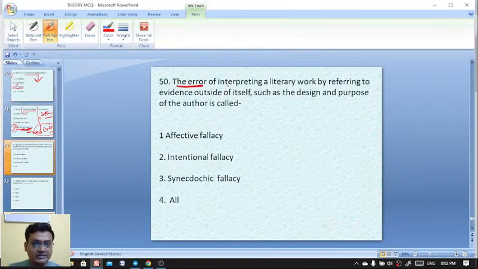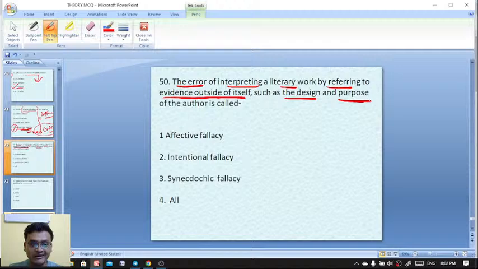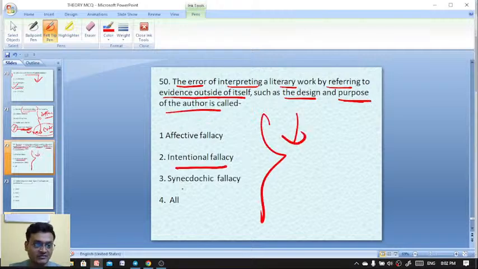The error of interpreting a literary work by referring to evidence outside of itself suggests the design and the purpose of the author. It's called affective fallacy, intentional fallacy, synecdochic fallacy, and all of them.